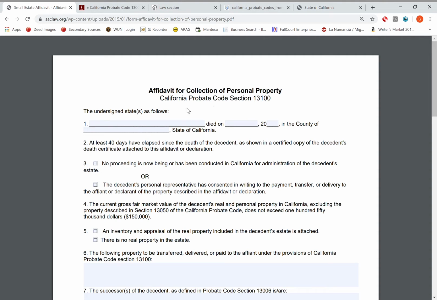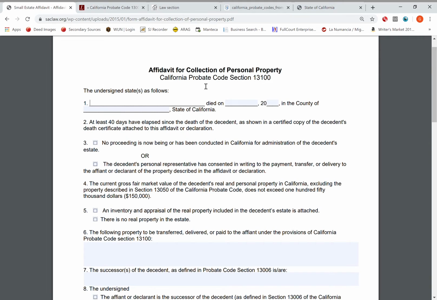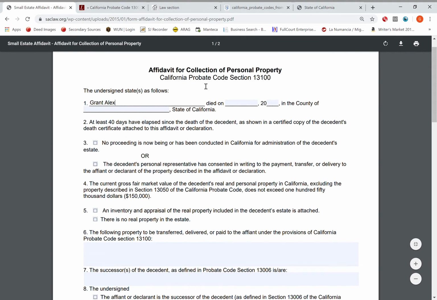So, number one. The undersigned states as follows. Everything here will be under penalty of perjury, so let's make sure it's 100%. Number one: who died, what date did they die, and where did they die? Let's make sure we don't upset anyone and make it me who died. It's not some random name who then complains to me that I put their name up here. So Grant Alexander Toeppen died.